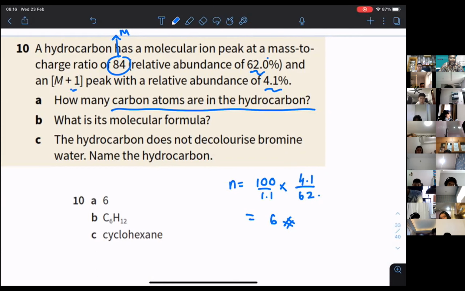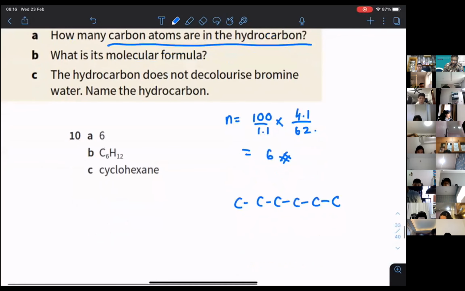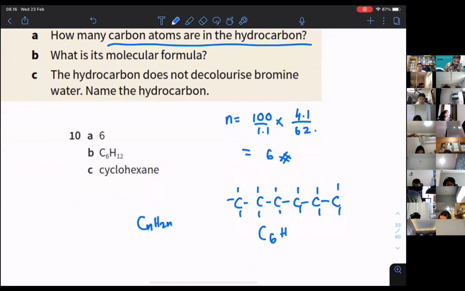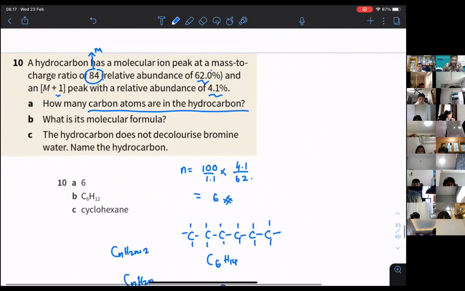Then they ask you what the molecular formula is. They say that the mass-to-charge ratio is 84, with 6 carbons, and it is a hydrocarbon. Most probably we do not know whether it is CnH2n+2, so C6H14, or CnH2n, so C6H12. We don't know, so what you can do is calculate to see which one gives you 84.